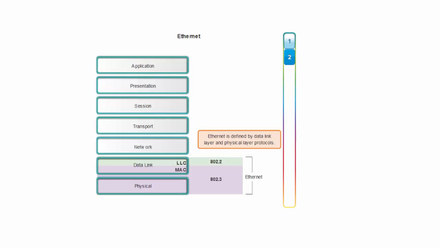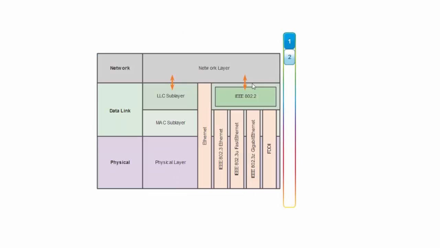The MAC sublayer, the main function of the MAC sublayer is to organize the access of the shared physical medium amongst multiple nodes. So this is the Ethernet standards, and it includes the logical link control sublayer, the MAC sublayer, and the physical layer.